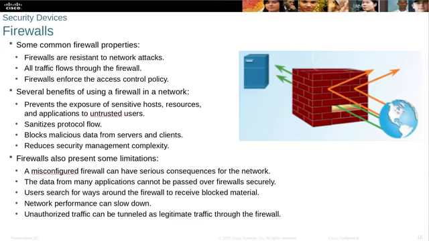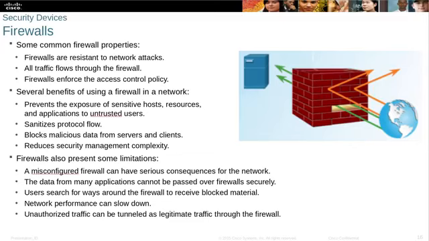However, firewalls also have some limitations. A misconfigured firewall can have very serious consequences on the network. There's been quite a few occasions where we've had problems on networks where it's come down to the fact that somebody has configured a firewall with an access control list that has blocked some critical traffic. The data from many applications cannot be passed over firewalls securely.